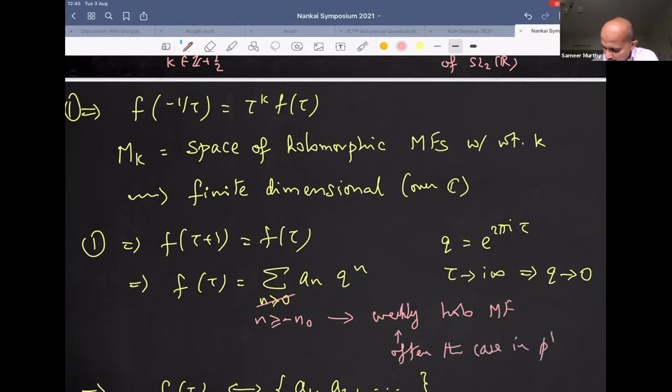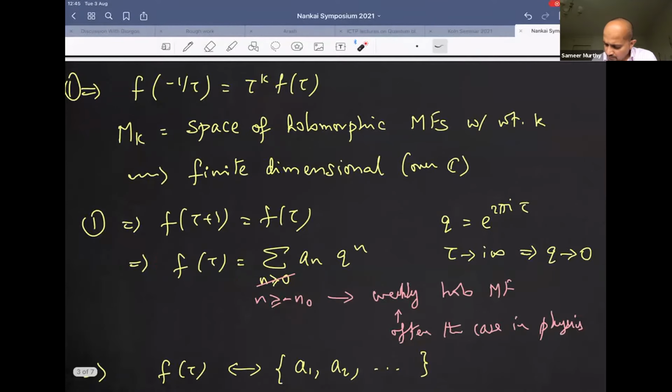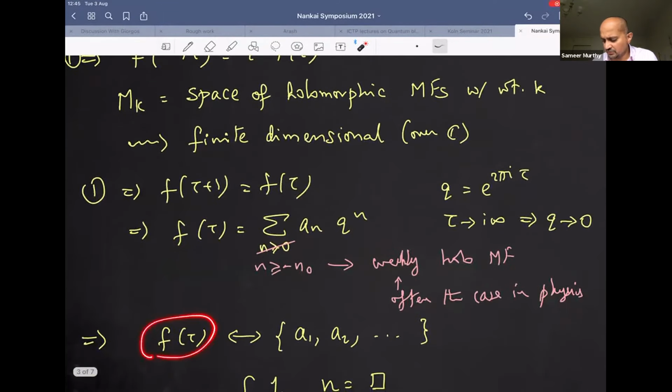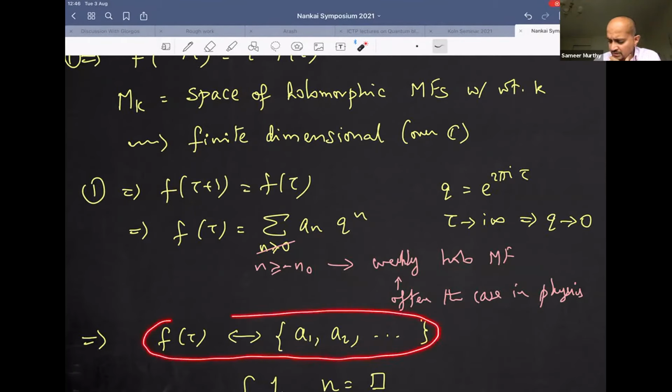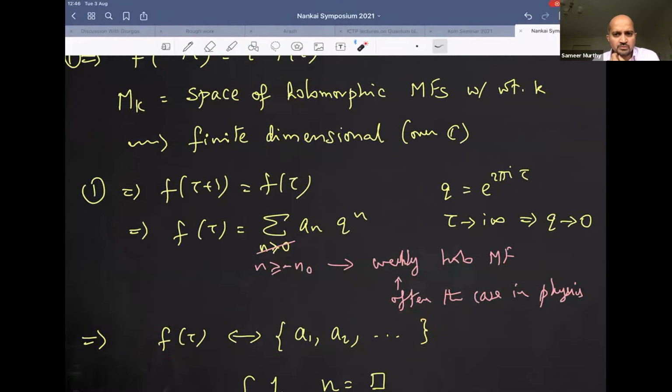Okay, so you can develop the theory of this as well. Now let's look at this equation. What this is saying is that this function f of tau can equivalently be thought of as this sequence of numbers, a_1, a_2, or maybe a_minus 1, etc., a semi-infinite set of numbers. And often in many cases in mathematics and physics, this is how modular forms make their appearance.